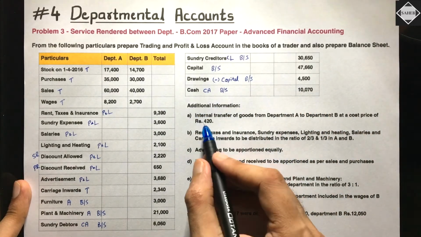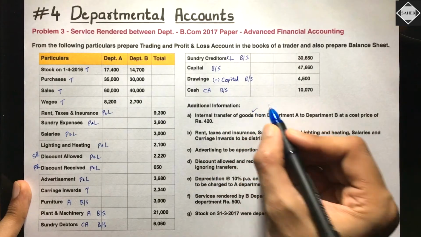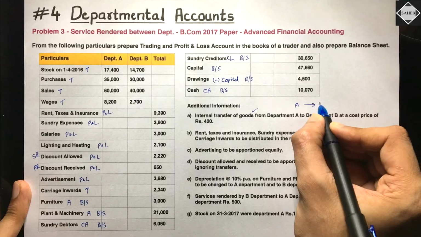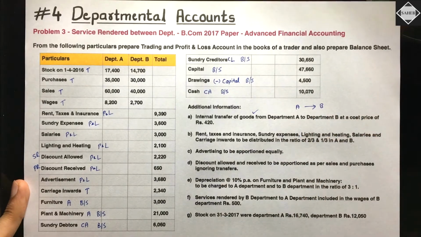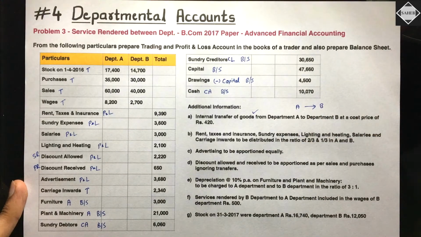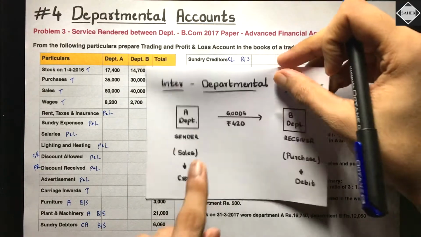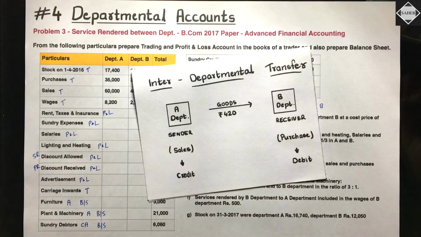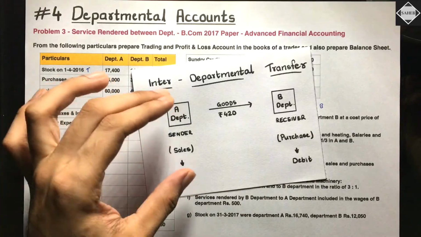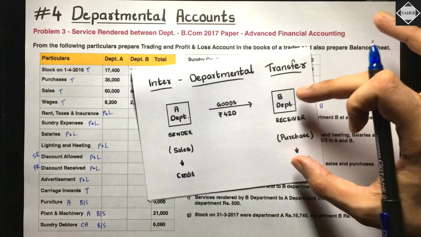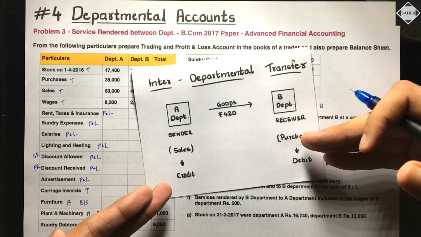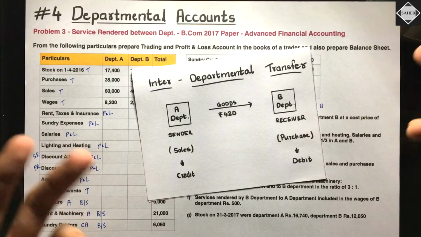See, the first adjustment is we have an internal transfer of goods. Department A is giving goods to Department B, isn't it? So what's happening? Understand, how much worth of goods? 420 worth of goods have been sent from Department A to Department B. So the sender always becomes the seller and the receiving department becomes the purchaser. You all know, what do we do with sales? We credit them. What do we do with purchases? We debit them. That's the rule, isn't it?